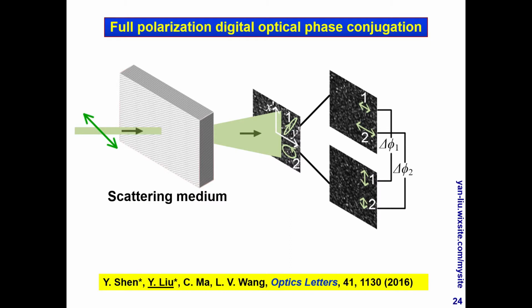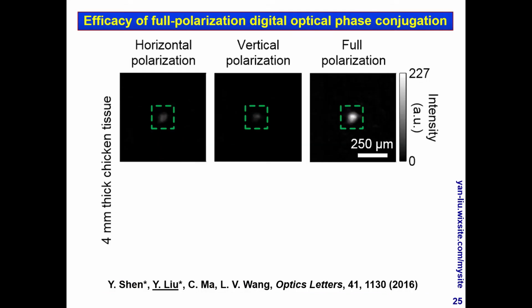Since an arbitrary polarization can be decomposed into 2 orthogonal polarizations, we use 2 spatial light modulators to phase conjugate light with horizontal and vertical polarizations, thus achieving full polarization optical phase conjugation. These are the foci we achieved through 4 mm thick chicken tissue with either single polarization or full polarization optical phase conjugation. We can see the focus is brighter.